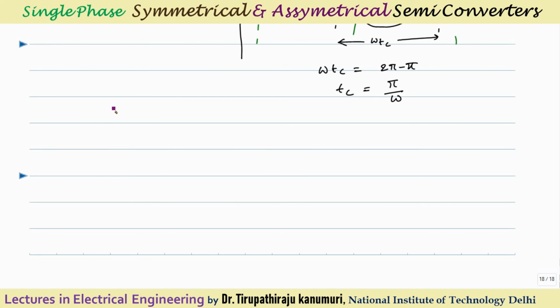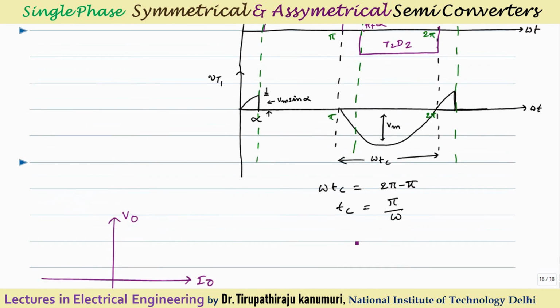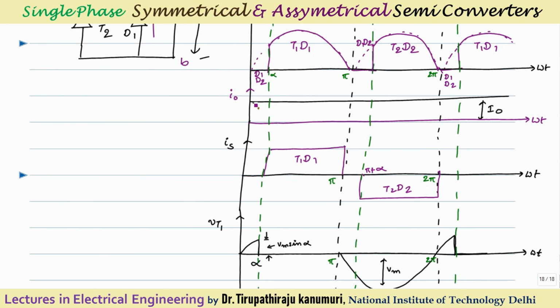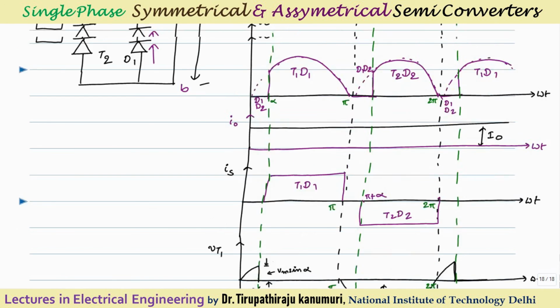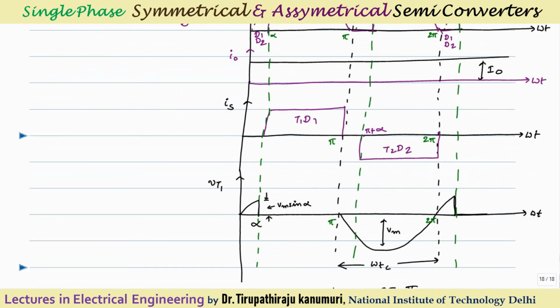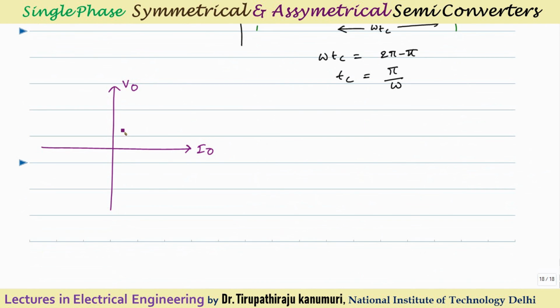In the case of the semi-converter, we can observe that this is my output current, this is my output voltage. The semi-converter output current is always positive, and the output voltage is either positive or zero in any type of semi-converter. So both output voltage and current are positive. So this semi-converter will operate in one quadrant operation. One quadrant operation. This is for the case of semi-converter.